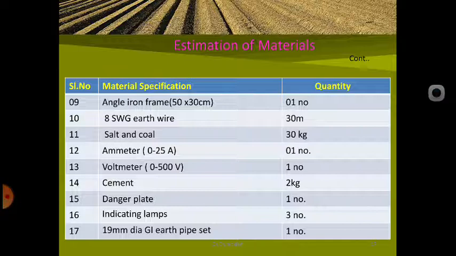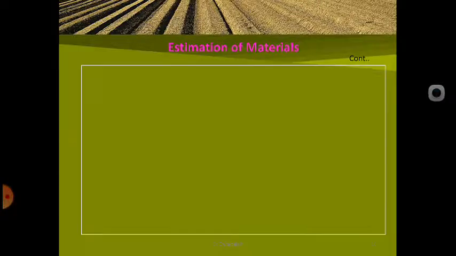Now next, another is angle small frames, angle frame 15 to 30 centimeters, angle frame used for service wire, nearby this one. 8 SWG earth wire, earth set is required, and 1 ammeter also required, 1 voltmeter also required to know how much current is taken by the motor and how much voltage is coming from the supply. We are going to measure by using this voltmeter and ammeter, also placed on the panel board. And cement and danger flares, indicating lamps, 19 dia GI earth sets. So these are the common materials generally used in any power system.